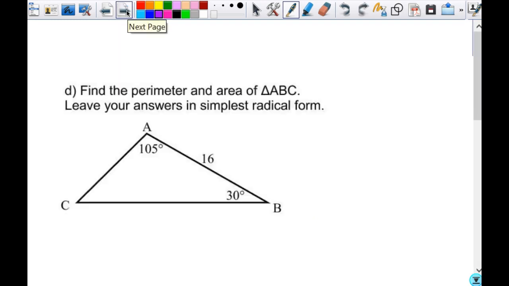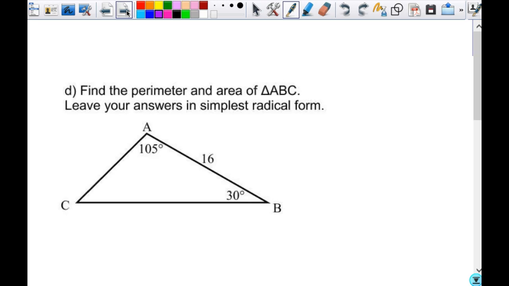Okay, so here this says, find the perimeter and area of triangle ABC. Leave your answer in simplest radical form. All right, so what is this? It's not 30, 60, 90, or it's not a right triangle, right? It's kind of a problem here. So, all right, well, let's just see.